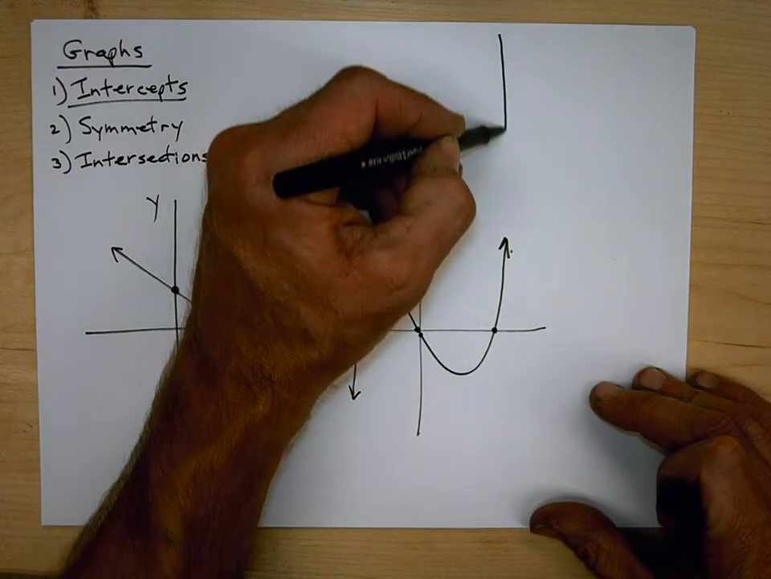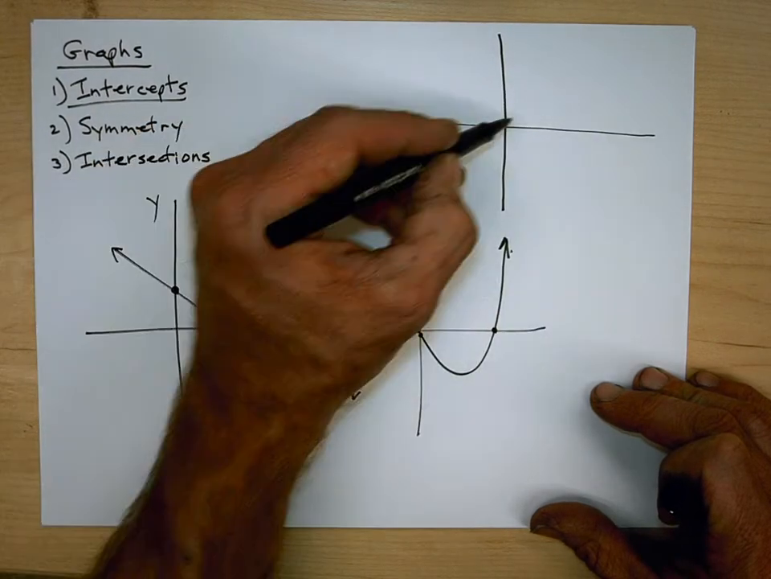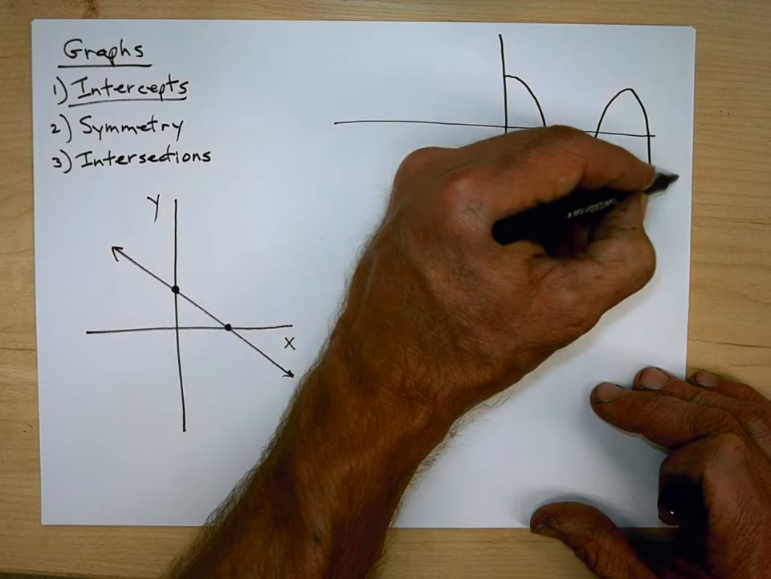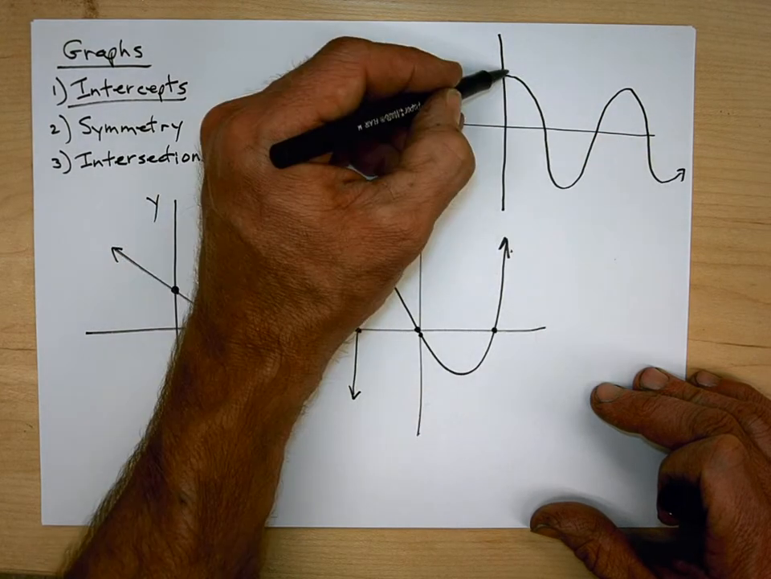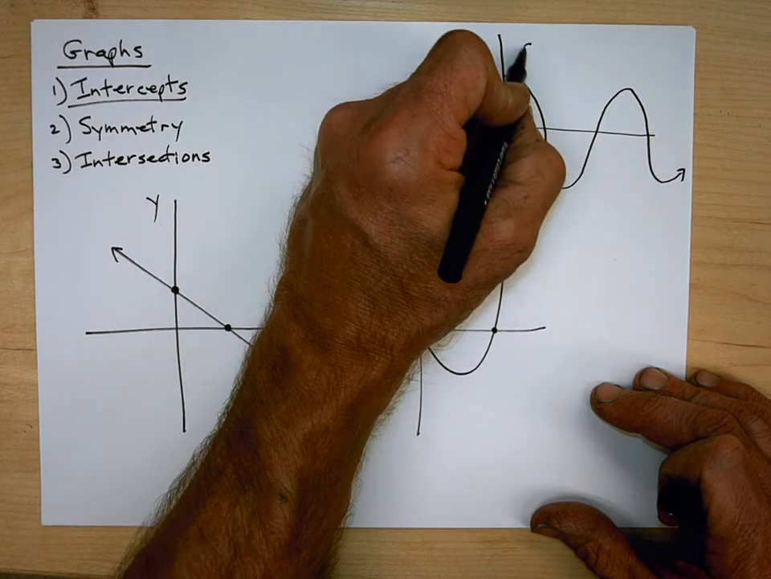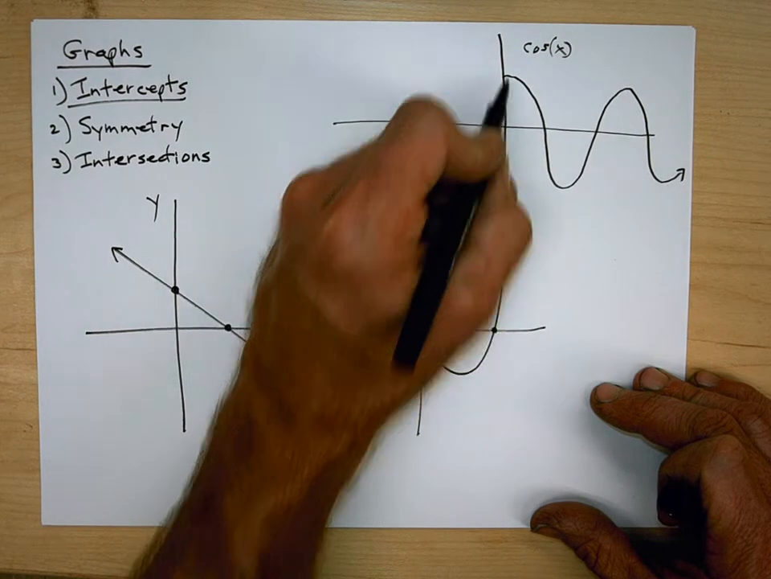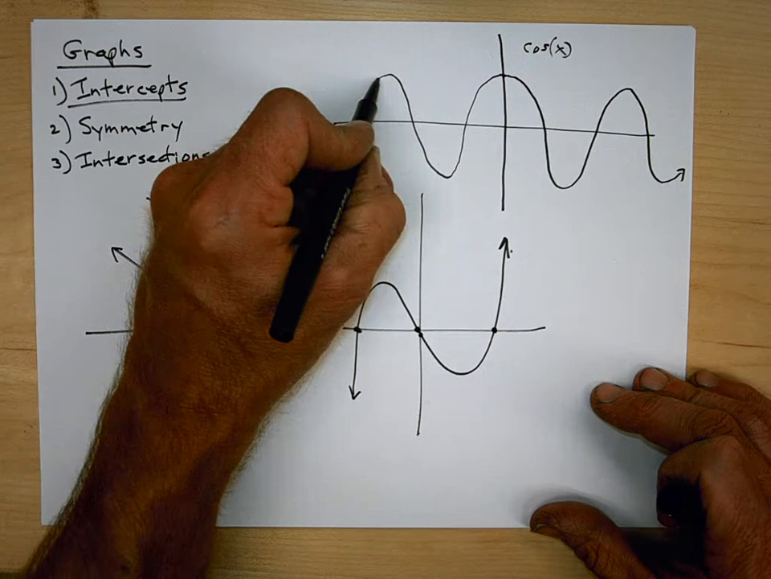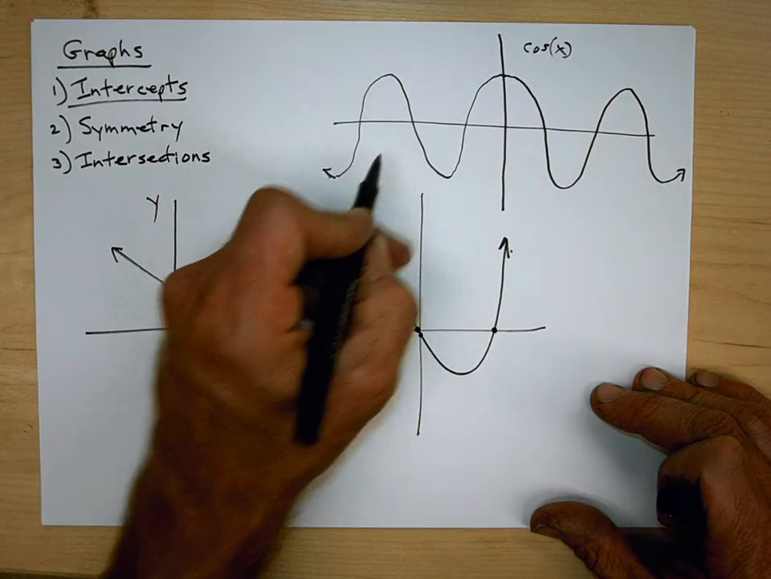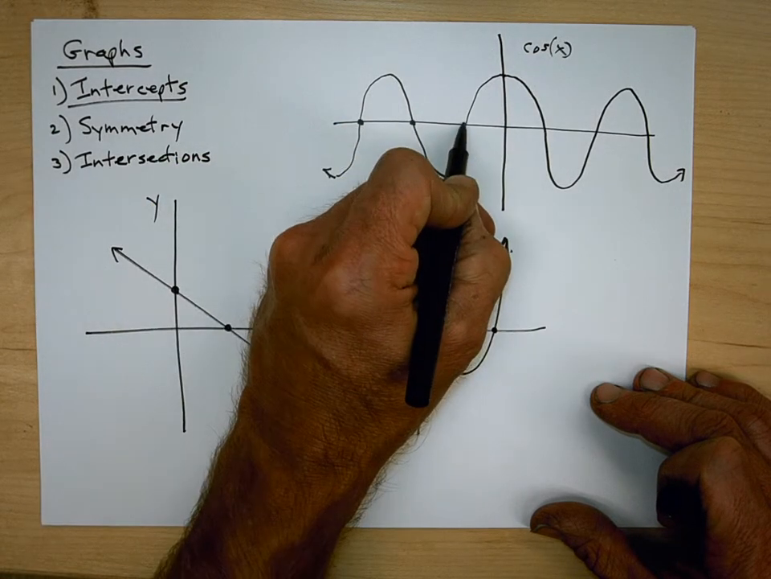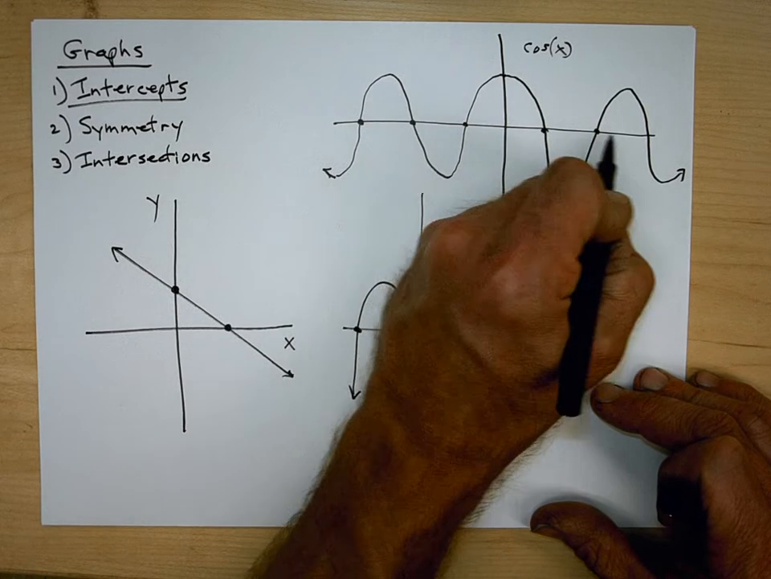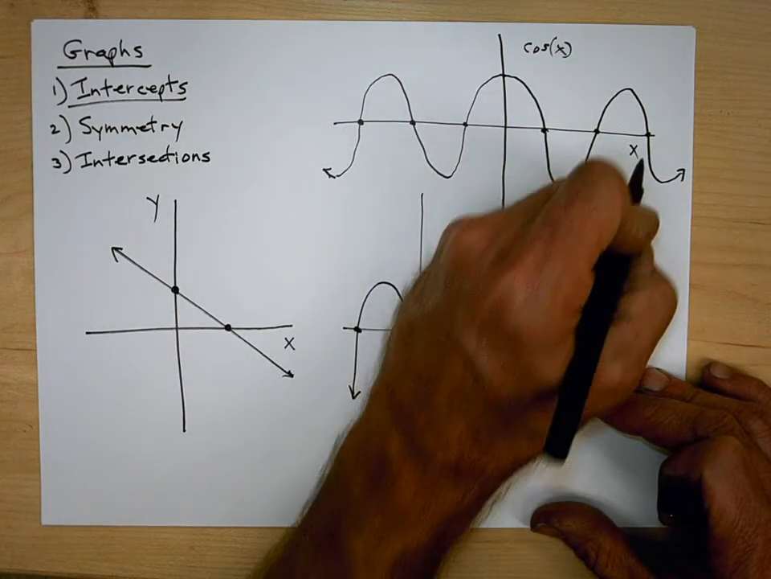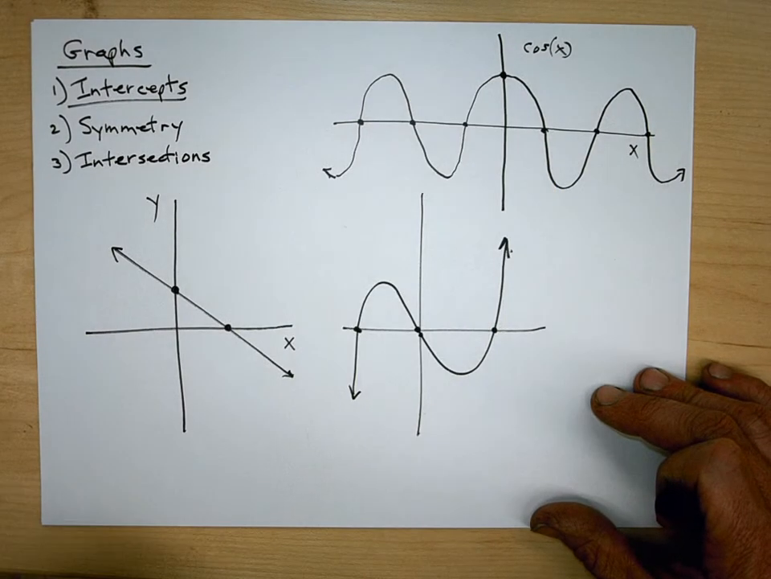Another example would be something like sine x. So we have this sine wave that continues forever. Whoops, this is actually cosine, right? Because we're up here, not starting at the origin. But either way, both sine and cosine have an infinite number of x-intercepts because these waves continue in both directions on the x-axis, but there's only one y-intercept.